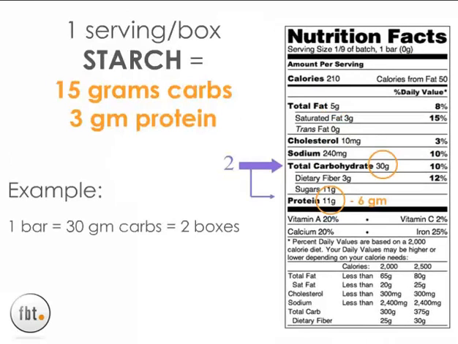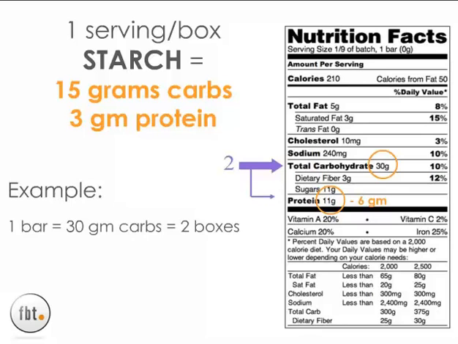Next is starch. 1 serving or 1 box of starch equals 15 grams of carbohydrate with a little bit of protein included, 3 grams of protein. So first, with total carbohydrate, I see on the food label that there's 30 grams of carbohydrate in my 1 protein bar. So 15 grams of carbohydrate goes into the 30 grams 2 times, meaning that if I eat the 1 bar, that's going to equal 30 grams of carbs, which is going to take up 2 of my starch boxes.